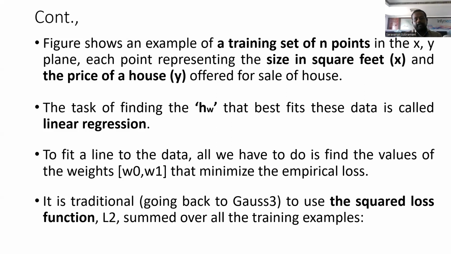So the task of finding hw, which is nothing but the linear regression, that best fits this data is called linear regression. To fit a line to the data, all we have to do is find the values of the weights, that is w0 and w1, that minimize the empirical loss. It is traditional to use the squared loss function, that is L2, summed over all the training examples.